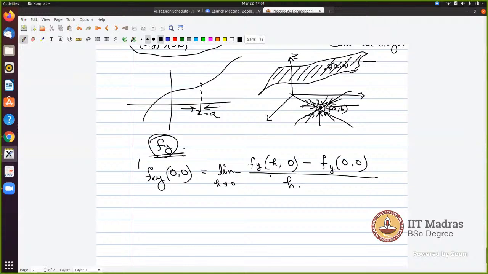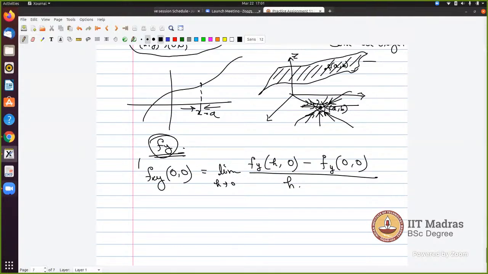So fy I got it 0. So maybe there I am wrong. fy 0 is 0 for me. So maybe that happened, no? What is the problem with that? Okay, then fy 0 0 is 0, but what is fy h comma 0? That you have to find. That may not be 0 comma 0.